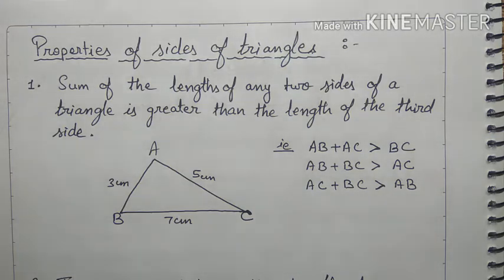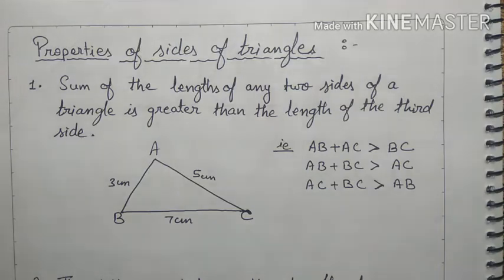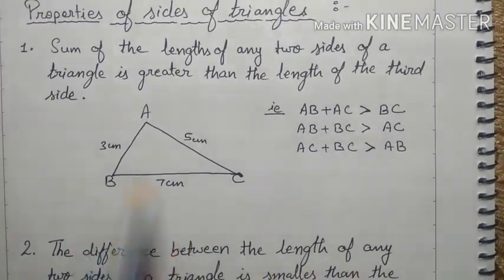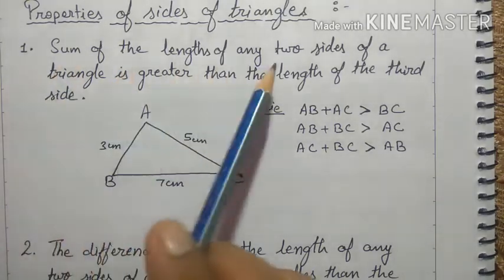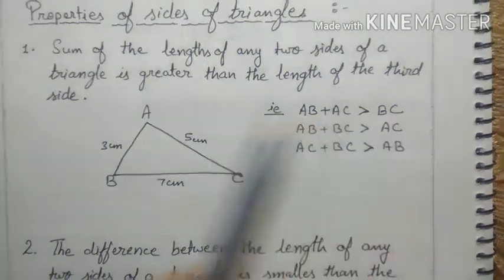In this module, we will learn and apply the last property, that is, the properties of sides of a triangle. So what we have learned in the previous module, just a quick recap of that. We have learned that the sum of the lengths of any two sides of a triangle is greater than the length of the third side.